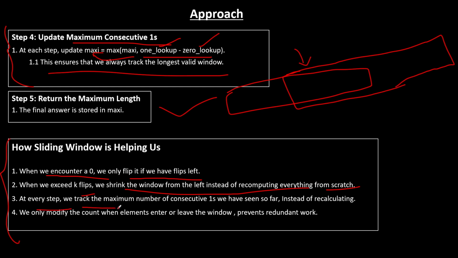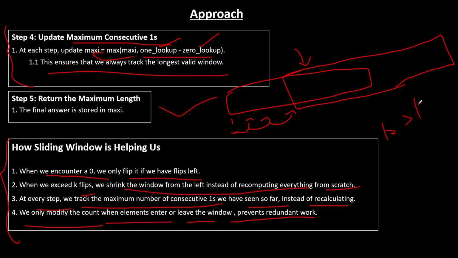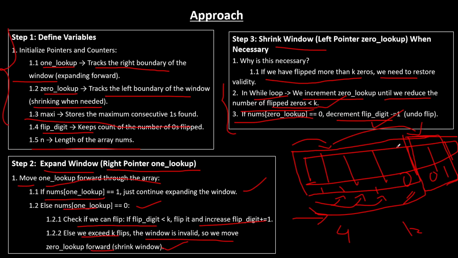And at every step, we track the maximum number of consecutive ones we have found so far instead of recalculating. Like i is here, j is here. Once j came here, we calculate the length. Again, we calculate the length. Okay. We only modify the count when elements enter or leave the window, and that prevents redundant work. We only increment the count whenever the flips become greater than k. Okay. Only we remove it from the window when flips is greater than k, right? Fine. I hope you understood the approach and the intuition.